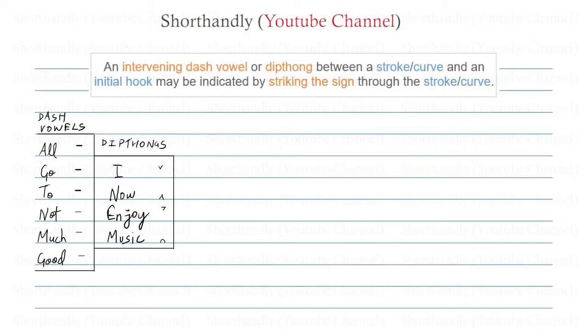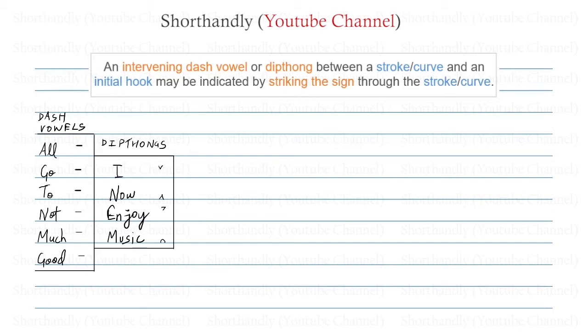Now we're going to look at the next statement. An intervening dash vowel or diphthong between a stroke or a curve and an initial hook may be indicated by striking the sign through the stroke or a curve. Now, the concept of this statement is almost the same as the previous statement.